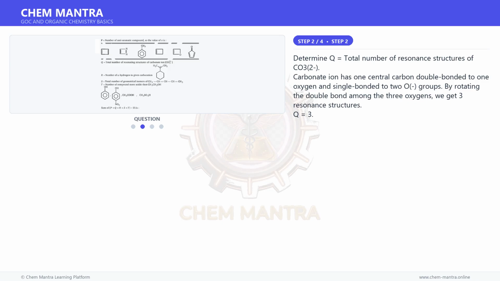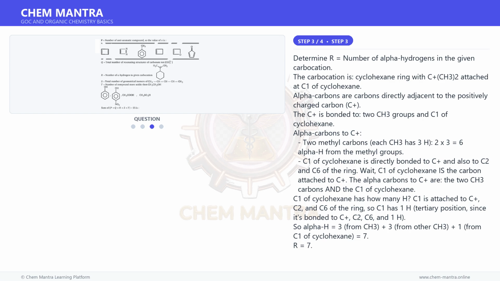Moving on to the next step. Determine Q, the total number of resonance structures of CO3 2-. Carbonate ion has one central carbon double bonded to one oxygen and single bonded to 2 O- groups. By rotating the double bond among the 3 oxygens, we get 3 resonance structures. Q is equal to 3.